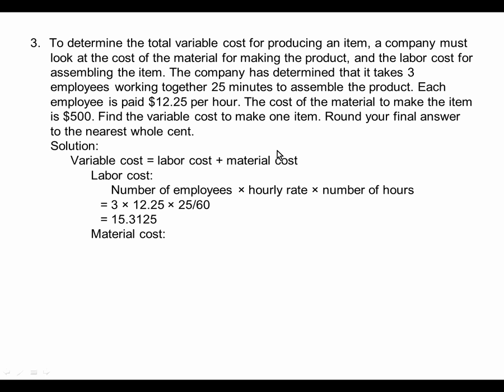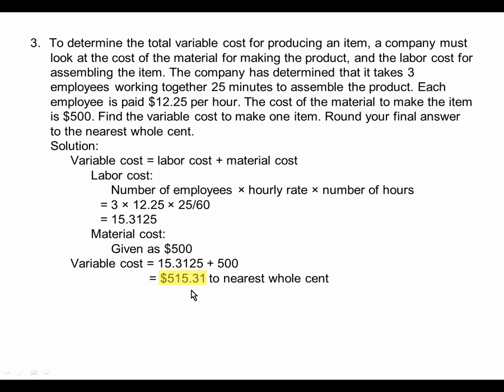The material cost. We're told the material cost $500, so there's no calculation to do. It's right there, $500. So the variable cost, the labor cost plus material cost, rounding to the nearest whole cent, is $515.31. Really kind of high when you think about it, but sometimes to manufacture a car, the variable cost is incredibly high.